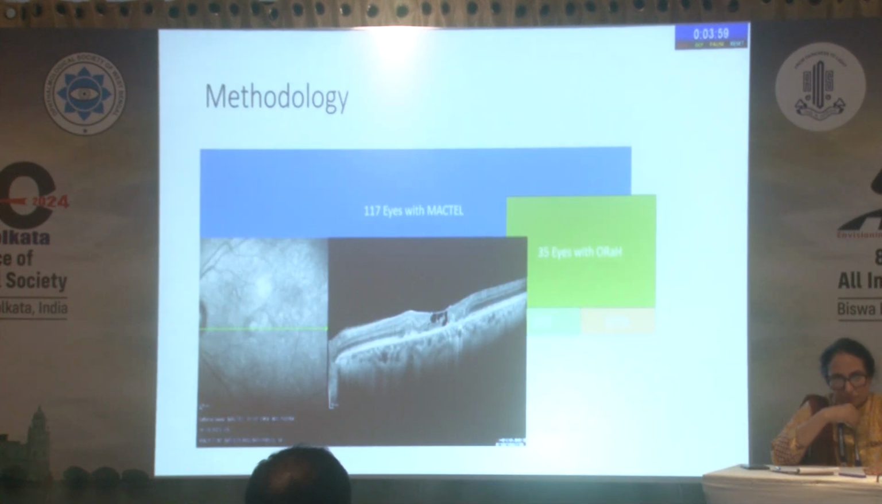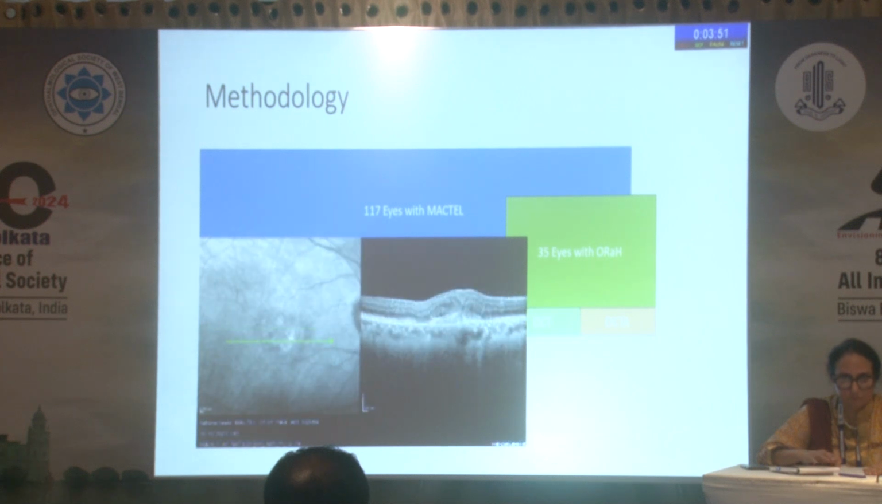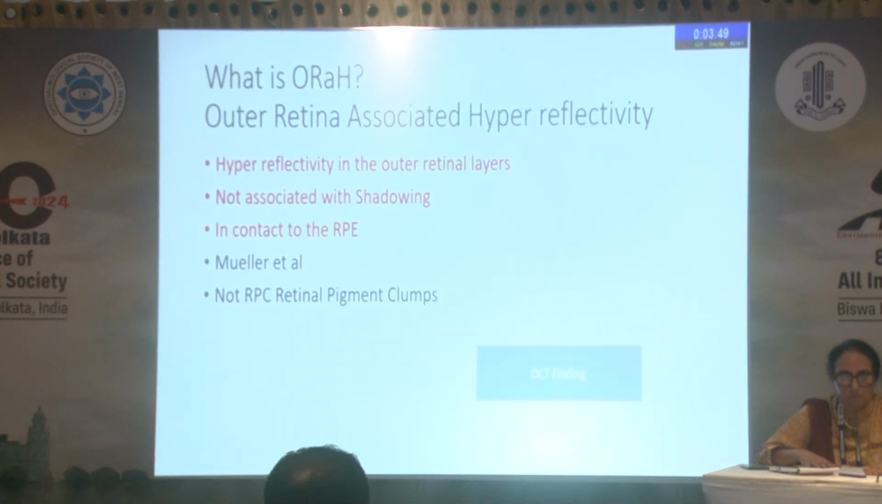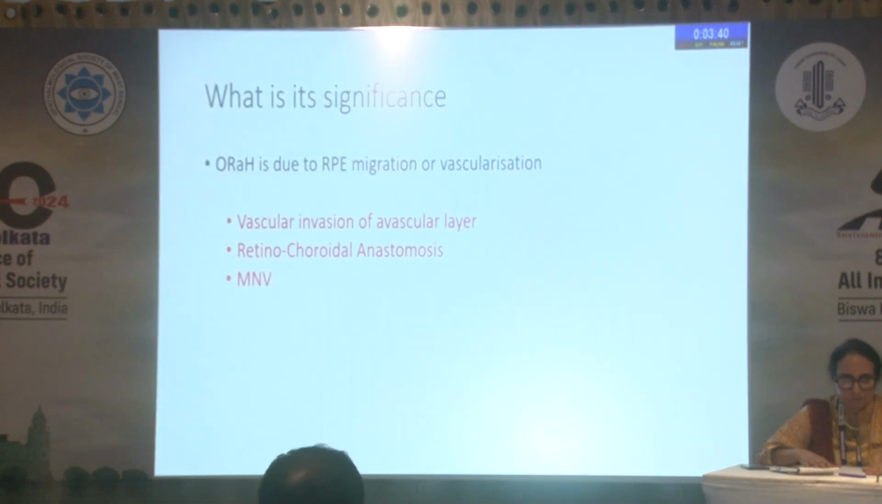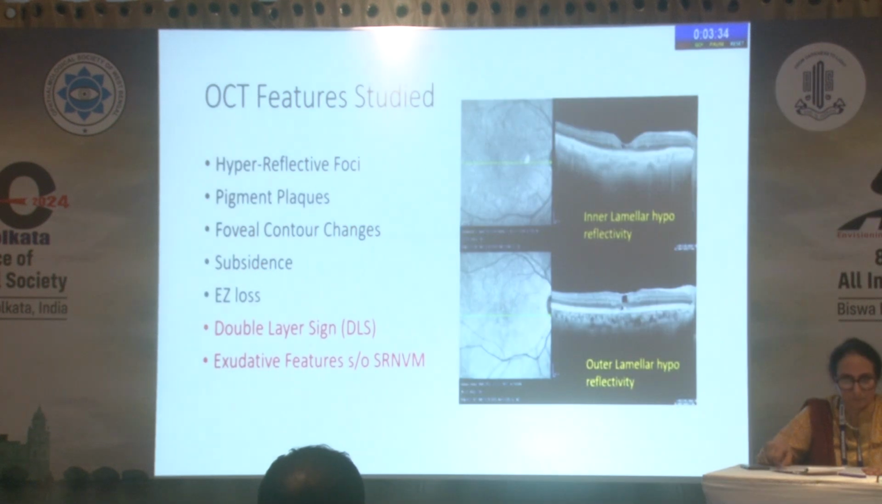So what is AURA? The study was 117 eyes, of which 35 eyes had AURA. Both groups had equal OCT and OCTA findings. So this is what you mean by AURA: a hyperreflectivity in the outermost retinal layers in contact with the RPE. It may be due to pigment migration, and it may be due to vascularization. So that is what we're studying here.